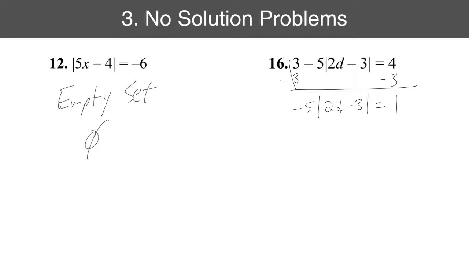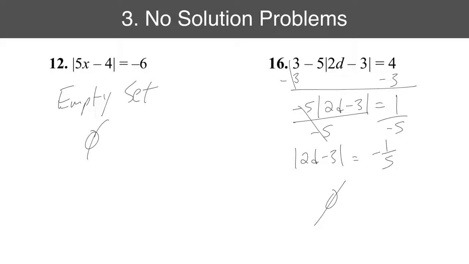Then, to move the negative 5, you divide by negative 5. And we get the absolute value of 2d minus 3 equals negative 1/5. Now that we've moved everything outside the absolute values, we can take a look at it. We have the absolute value of 2d minus 3 equals negative 1/5. So again, you have an absolute value equal to a negative number. So there's no way this can work. Again, it's called empty set, or just a 0 with a line through it.